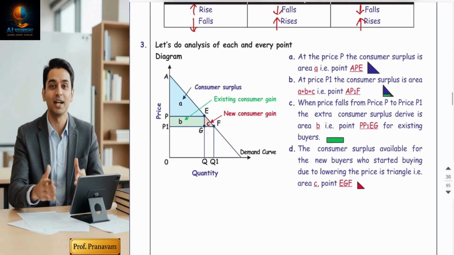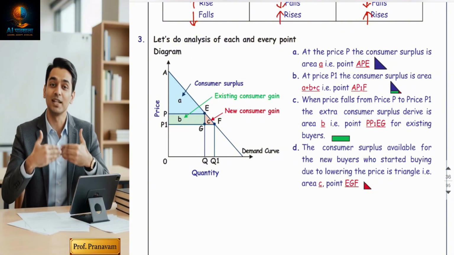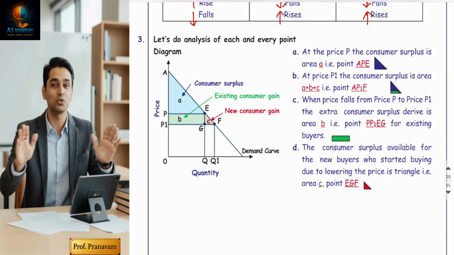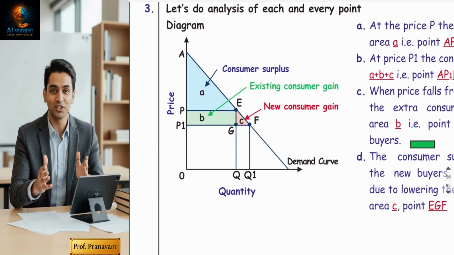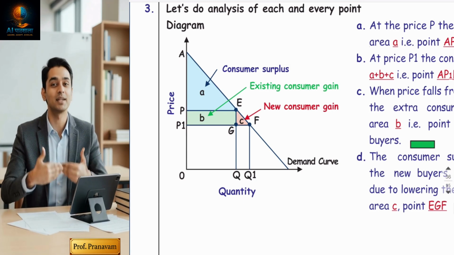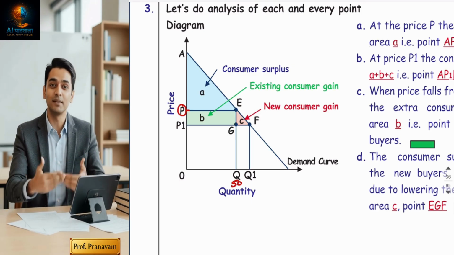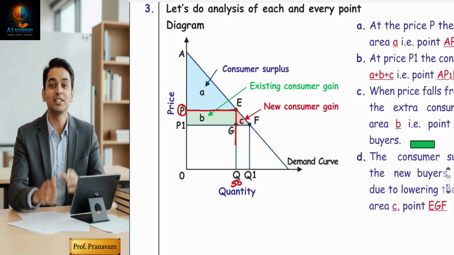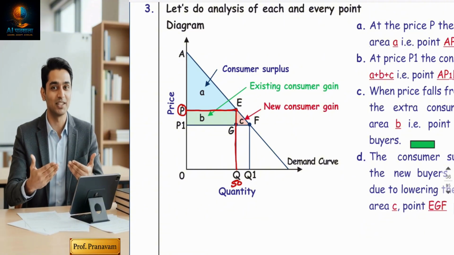But the most important part, more than the table, is to understand the diagram. They can ask you diagram based questions also. So please understand the diagram. Now listen. In this diagram, when the price is P, Q quantity was demanded. Let's say 50 customers are ready to purchase my slice of pizza.